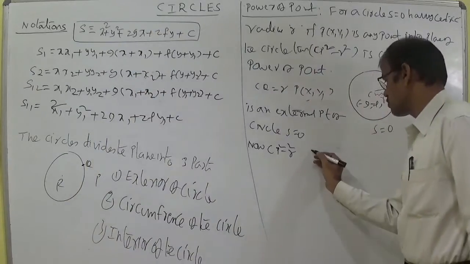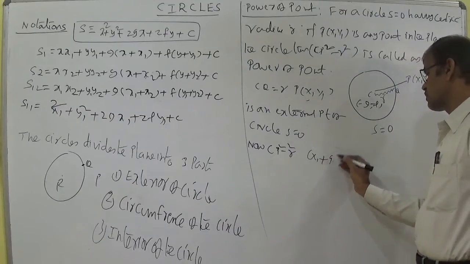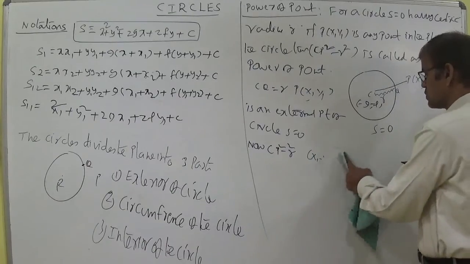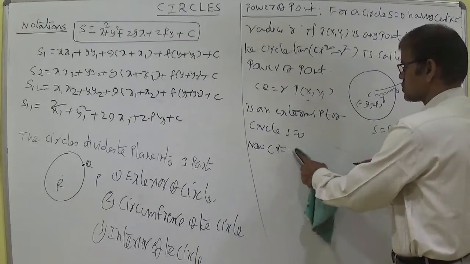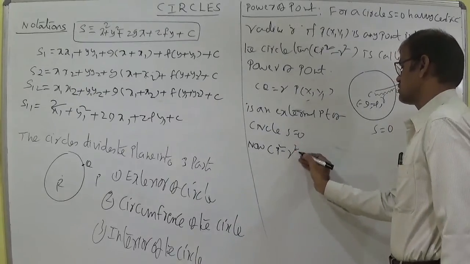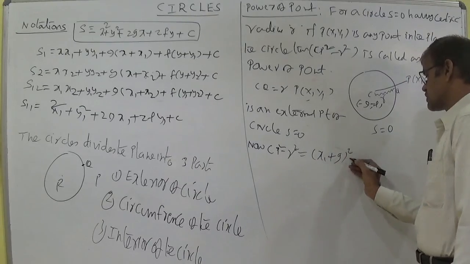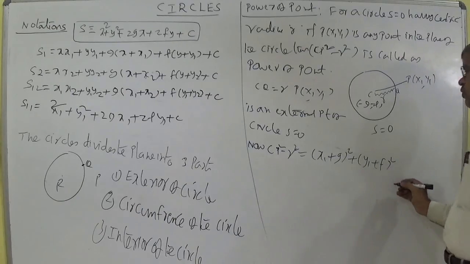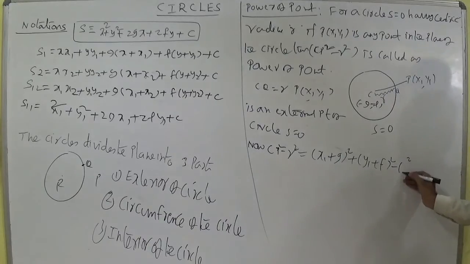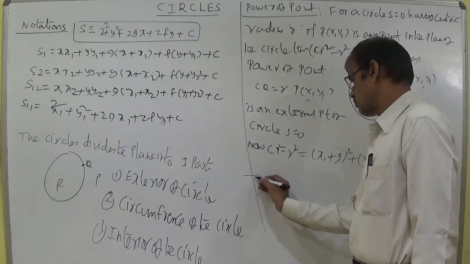What is CP square here? By the distance formula, the square root of (x2 minus x1) whole square plus (y2 minus y1) whole square, so CP square is (x1 plus g) whole square plus (y1 plus f) whole square. Then minus r square. What is r square here? g square plus f square minus c, we know the formula.